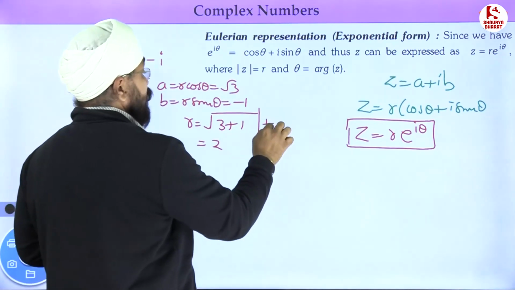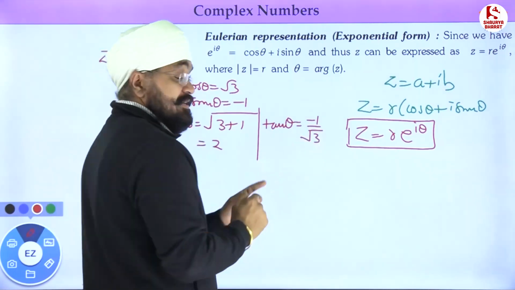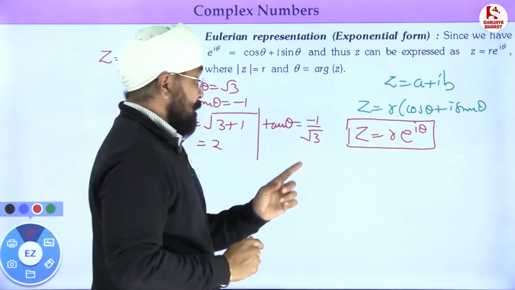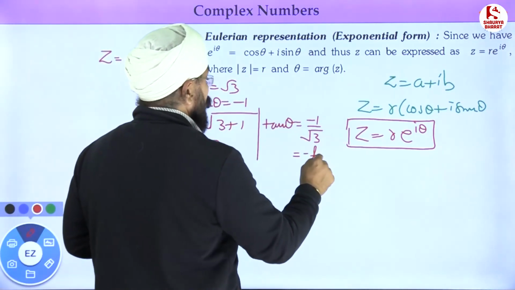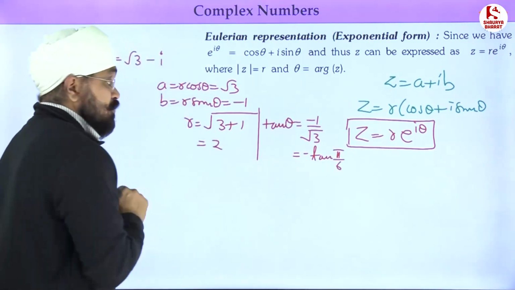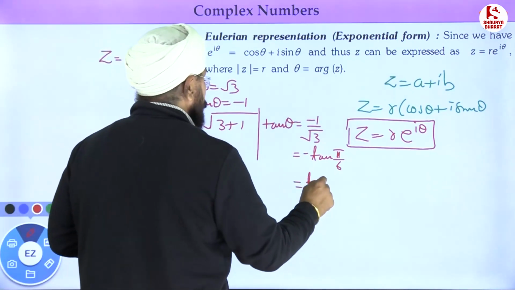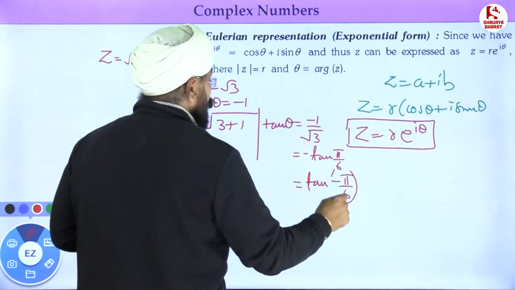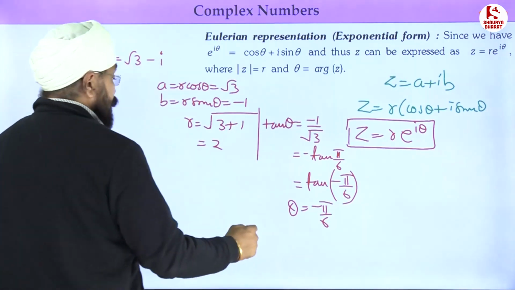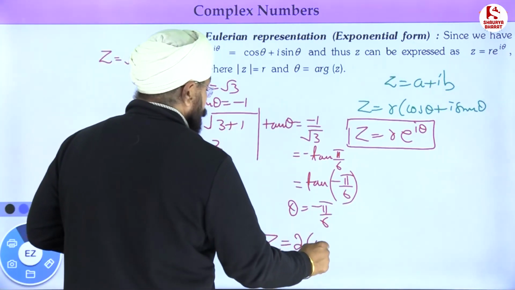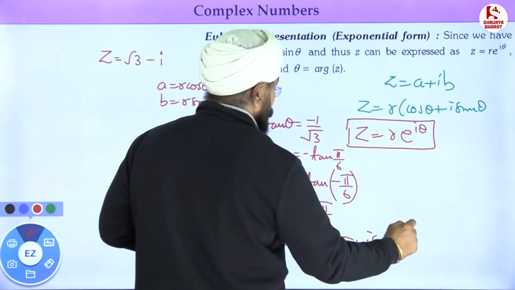And if I go with the other formula where tan theta is taken as b upon a, that means minus 1 upon root 3. This is 30 degrees, or we can say pi by 6. This has a negative sign, and we are taking the fourth quadrant, so tan of minus pi by 6. So we have the argument as minus pi by 6. If anyone asks you to find the polar form, we know how to write it: Z equals 2 cos minus pi by 6 plus iota sin minus pi by 6.